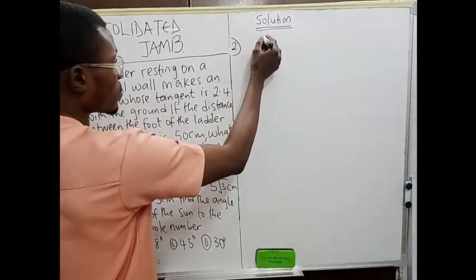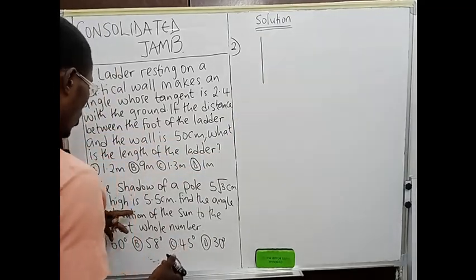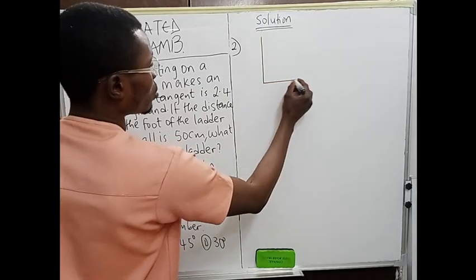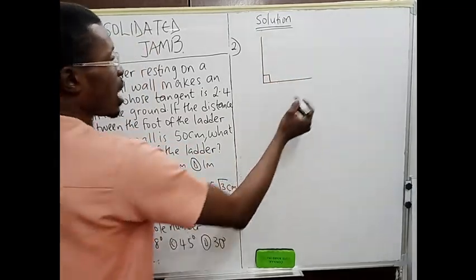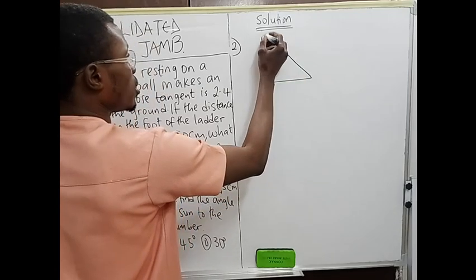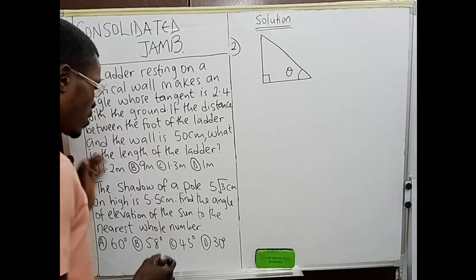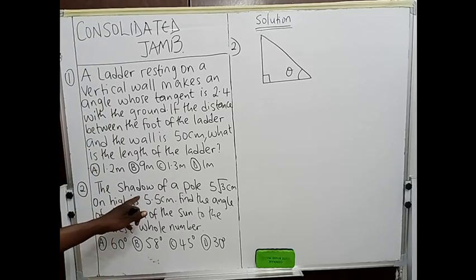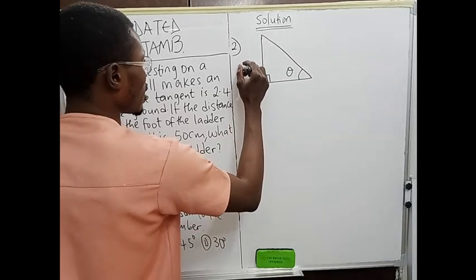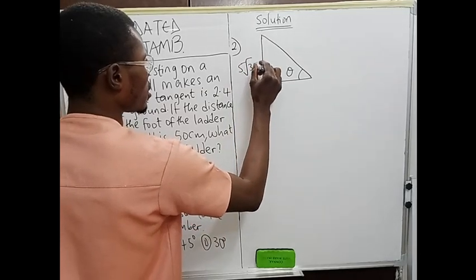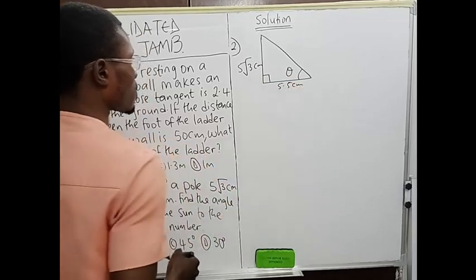We have a pole. I also have what? The shadow. This is the shadow. The angle between them is what? 90 degrees. Okay, angle of elevation is this way. This is the angle of elevation. Let's call it theta. All right, we're given that the pole is 5√3 centimeters, and the shadow is 5.5 centimeters.